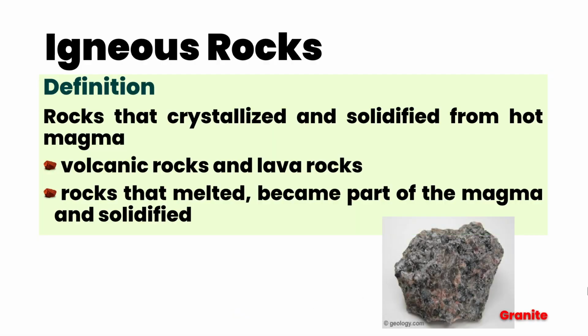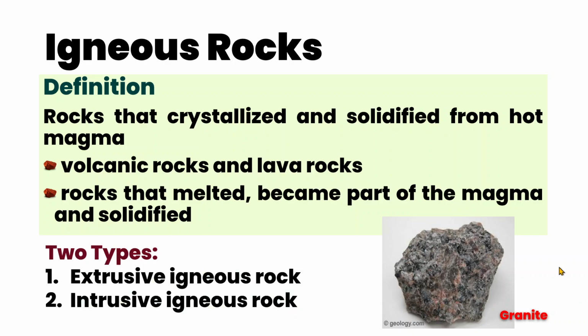Igneous rocks are rocks that crystallize and solidify from hot magma. In other words, igneous rocks are volcanic rocks or lava rocks. These are rocks that underwent the process of melting. They became part of the magma and solidified. One example is granite. Granite is one of the most common igneous rocks on land.